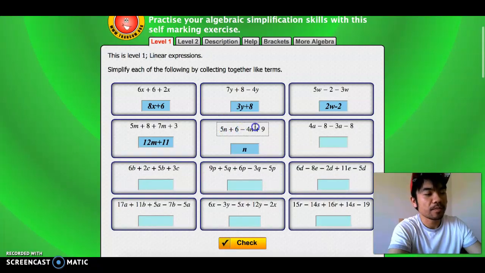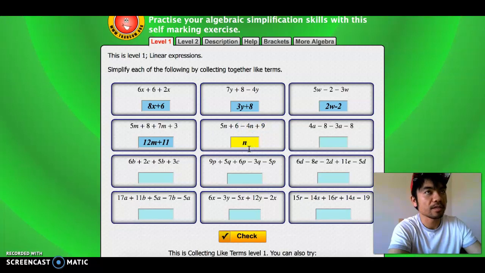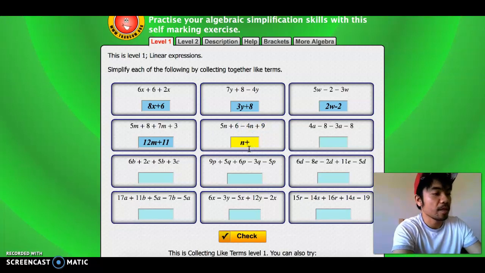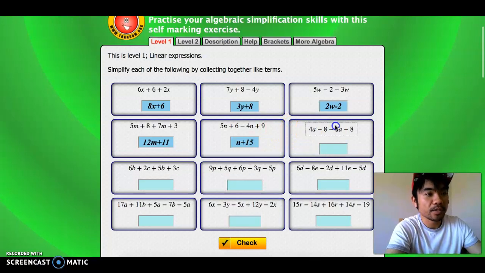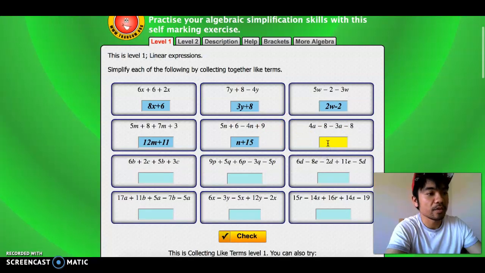Positive 6 plus 9 is actually 15. Plus 15. Now let's do it. 4a minus 3a is actually 1a, so a by itself. And then minus 8 is actually minus 16.